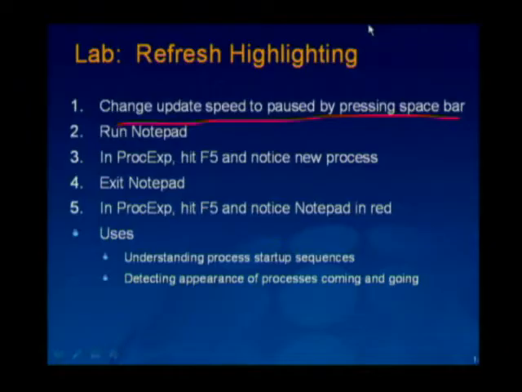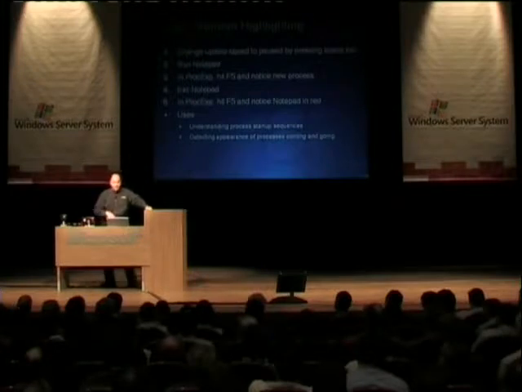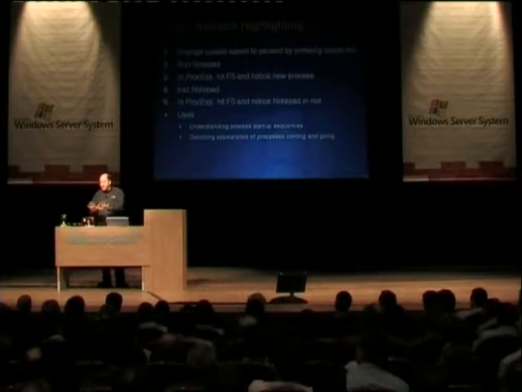Now, of course, if a process starts and exits between the refresh, Process Explorer is not going to show it. Anybody know of a way to actually get a trace of process birth and death, which is not what Process Explorer is doing? Process Explorer is looking at the list, and then 1 second later looking at the list. Anybody know a way to get actually a record of every process birth and death, a trace?